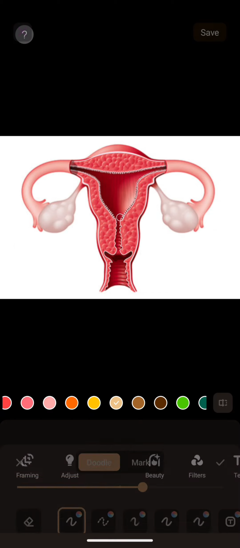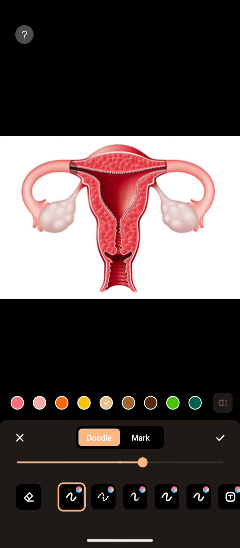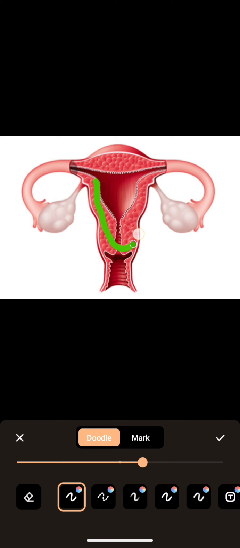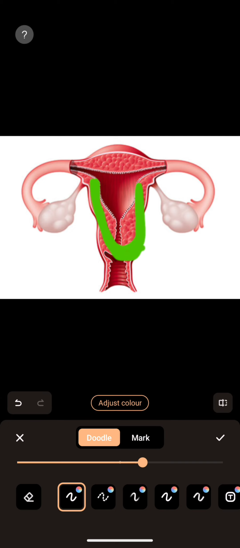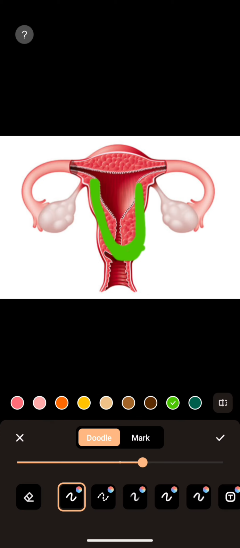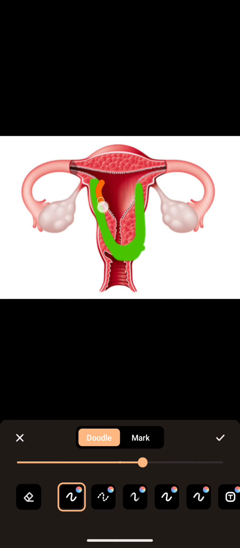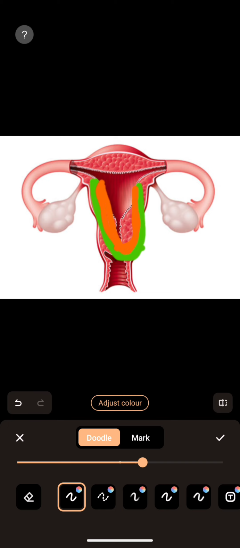Now let's study each layer of the endometrium. The first one is the basal layer. Suppose this green is the myometrium. Myometrium is the middle muscular layer in our uterus. The basal layer is the layer which is above the myometrium. So this orange is the basal layer, seen above the myometrium. It is about 1 millimeter in thickness. Shedding won't happen in this layer.